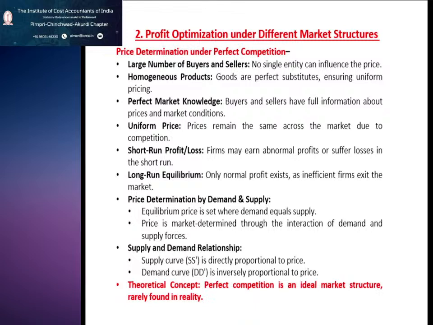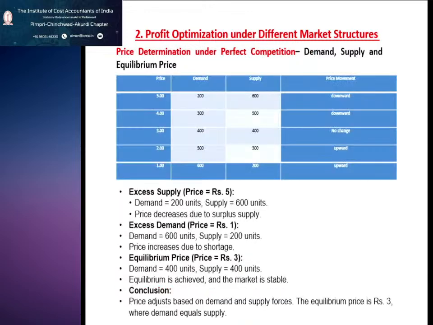Theoretical concept: perfect competition is an ideal state of market structure, rarely found in reality. So this is in a way at times considered to be a myth also. Perfect competition normally doesn't exist in any economy because it's too idealistic. Normally that's not the way the market runs in reality. To give a classic example of price determination under market competition, let's look at demand and supply and equilibrium.